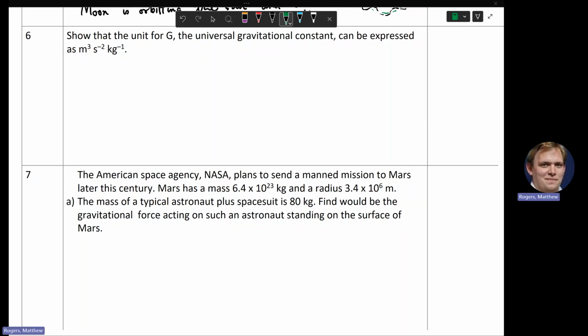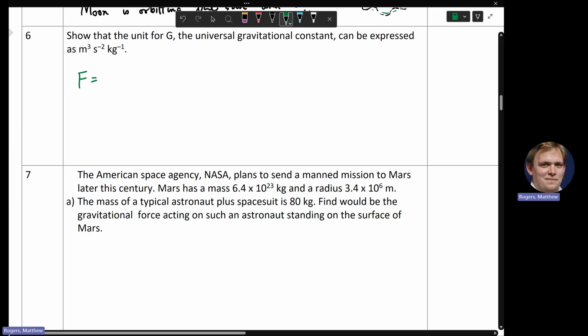Question 6, show that the unit for G, the universal gravitational constant, can be expressed as meters cubed seconds to the -2 kilograms to the -1. So as always, when we're doing this, we start with equations. We know F is minus G m1 m2 over r squared.